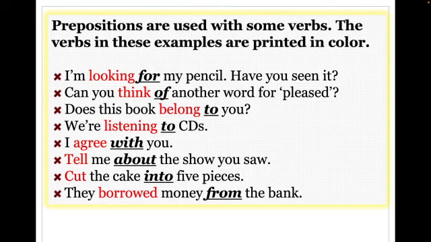Again, as we've seen, prepositions can show up just about anywhere in the sentence, but it looks like they have to be working with somebody. So this time we are working with our action verbs. What am I looking for? My pencil. What am I thinking of? Another word for pleased. What am I listening to? I'm listening to CDs.